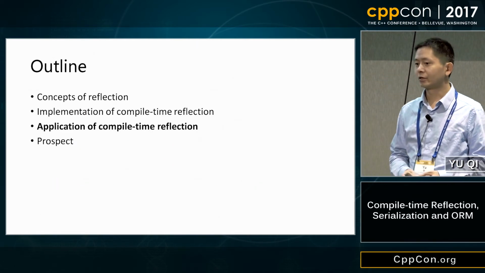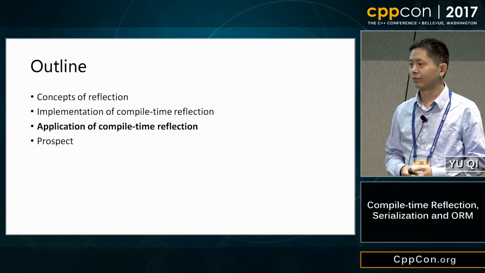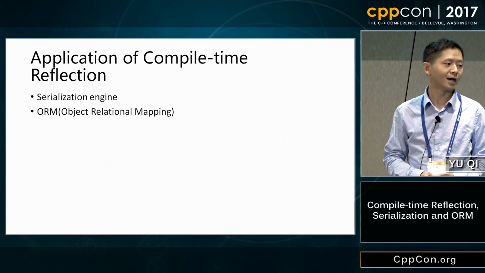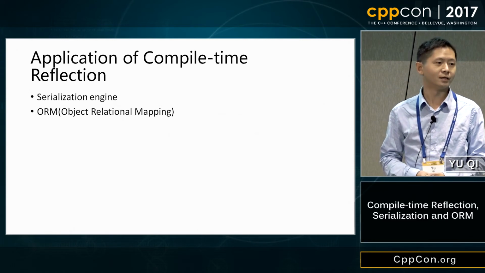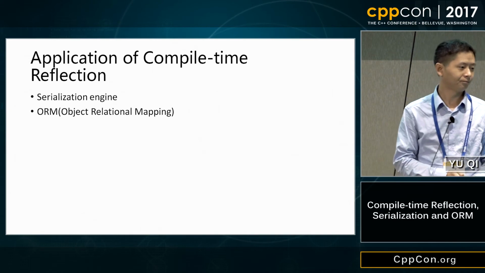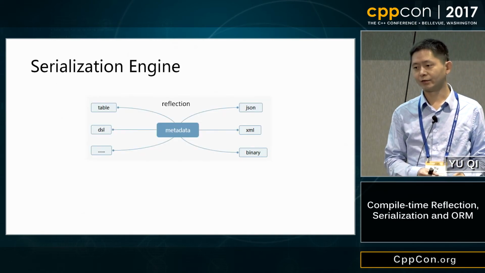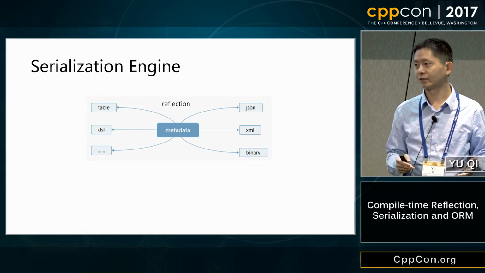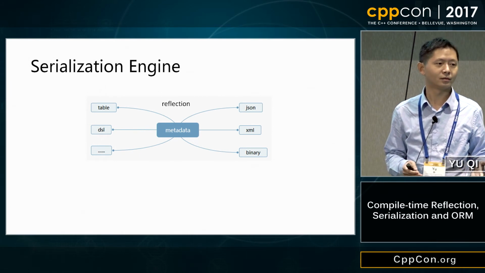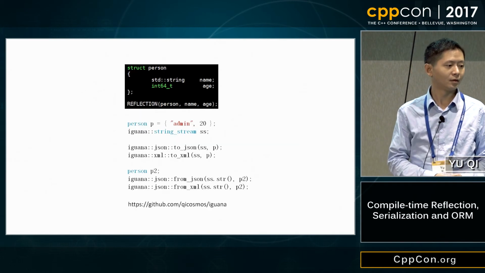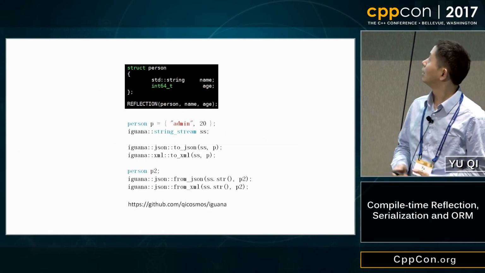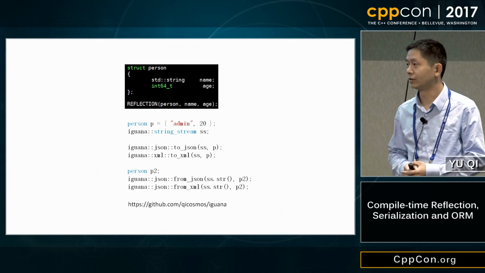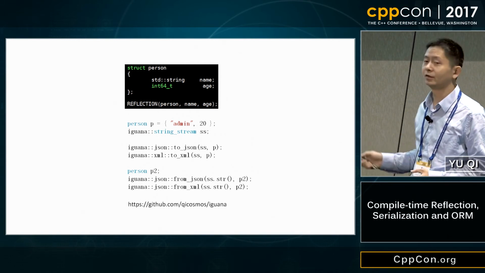Next, I will talk about the applications of compile time reflection. We can use compile time reflection to develop a serialization engine and an ORM library. The serialization engine can serialize the metadata to any format, not just JSON, XML, or whatever. Let's look at the example. Here we can use the library to serialize an object to JSON and to XML.